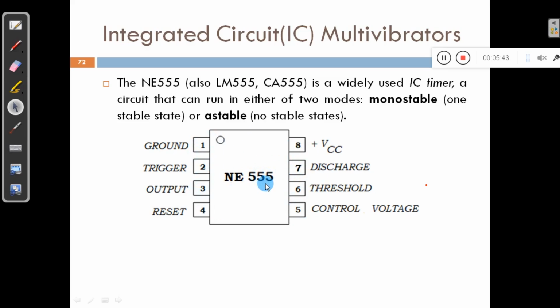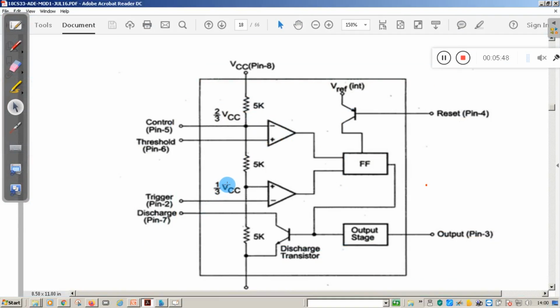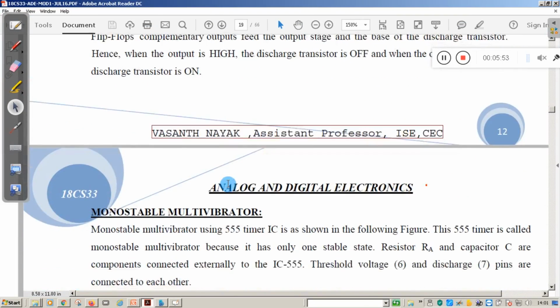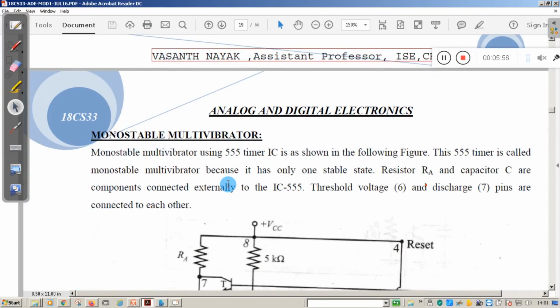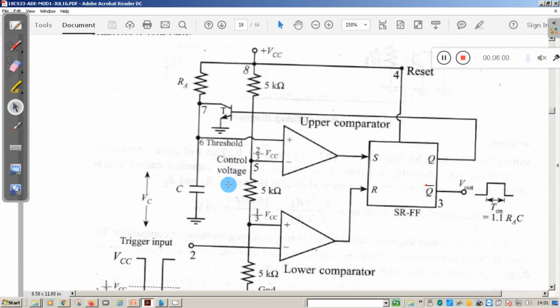So now, how does this 555 timer IC work? In order to understand the working of the 555 timer IC in the monostable multivibrator, let us use this circuit. This circuit contains once again the 555 timer IC. Along with that we have connected two external passive components, one is a resistor and the other one is a capacitor, RA and C.